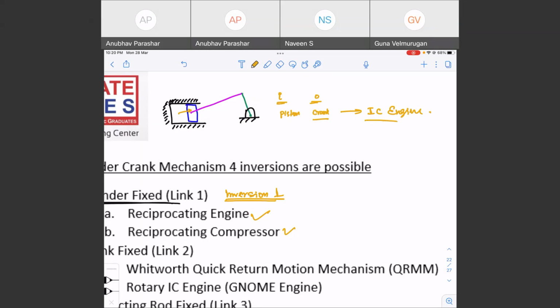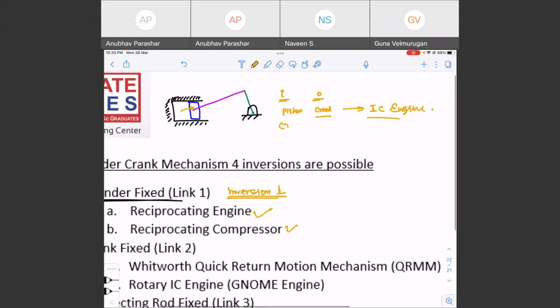On the other hand, if input is the crank and the output is the piston, we call it a reciprocating compressor. We use the electric motor and rotate the crank. And what will the piston do? The piston will compress the air. It will suck in air, then compress the air, then deliver the air, right? So that is nothing else but a reciprocating compressor.